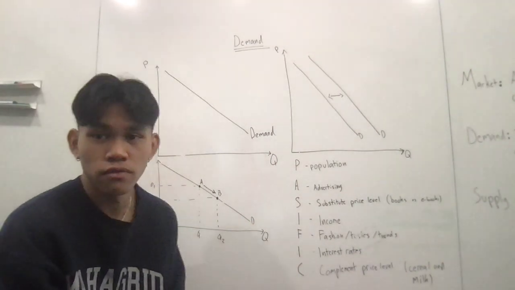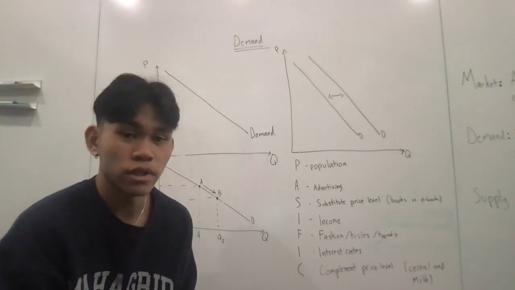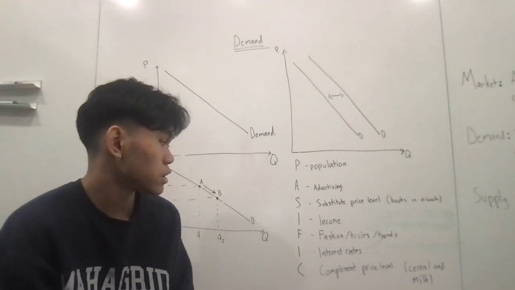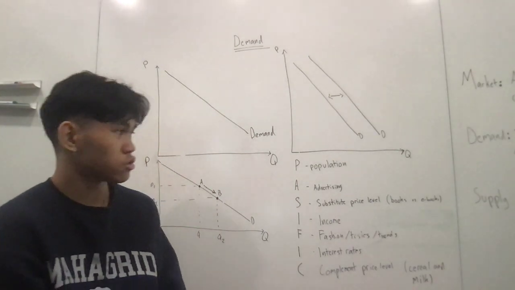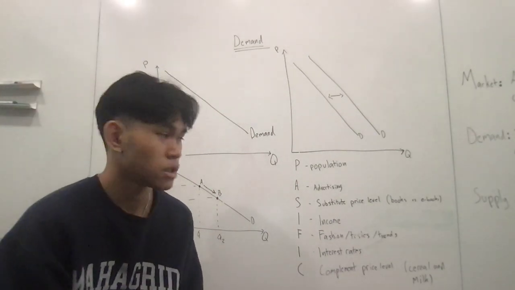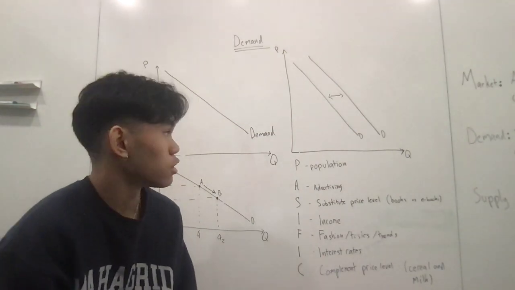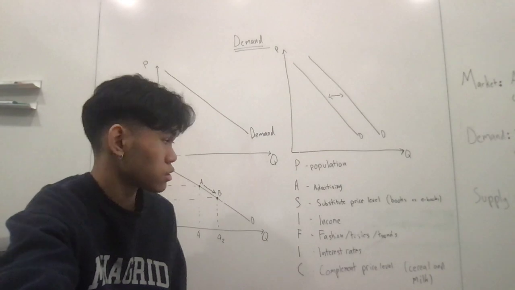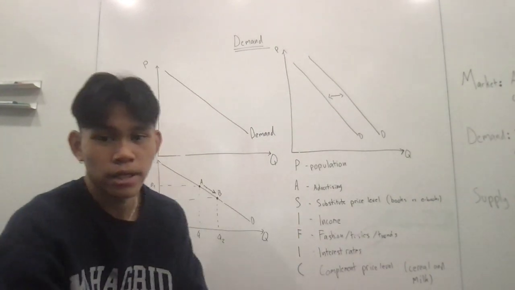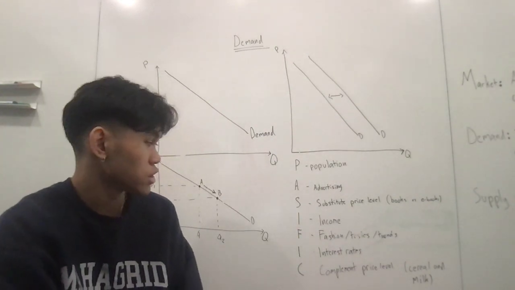Income refers to the overall income of a population. If the average level of income increases, then obviously consumers will have more disposable income. As such, they will be more willing and able to purchase various goods, which can cause a shift in demand to the right without the price level changing.